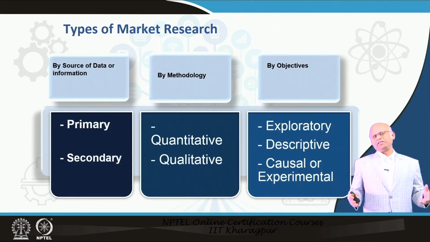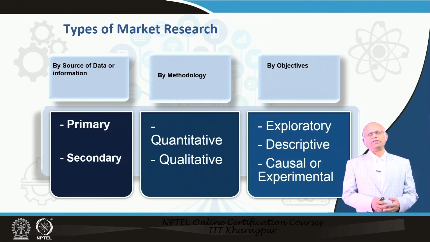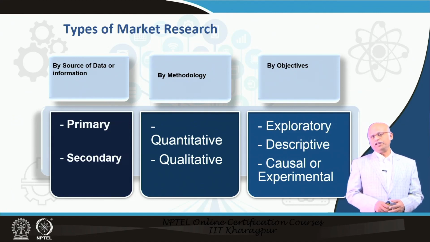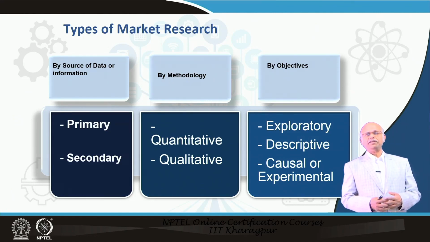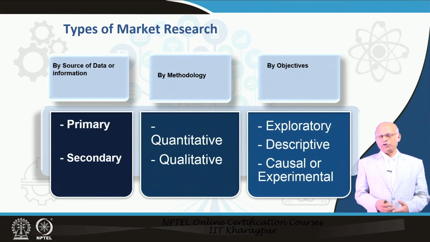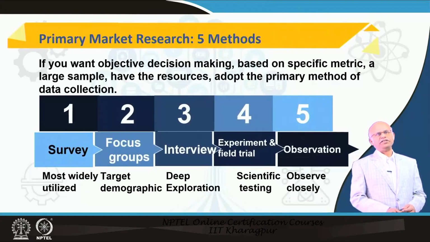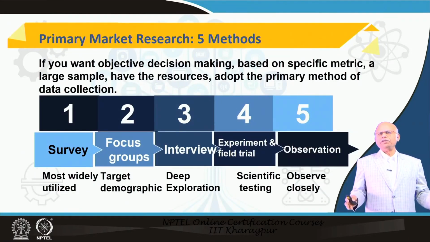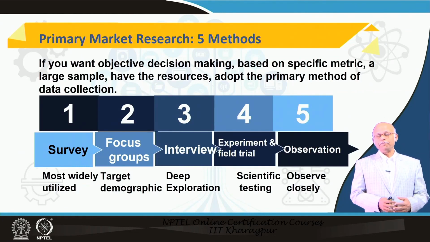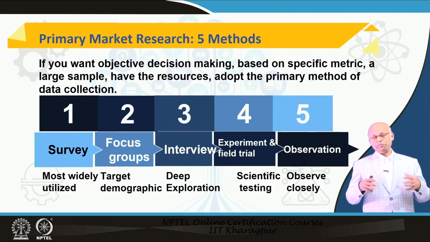So, primary research and secondary research is the research by source of information, source of data. Then quantitative and qualitative is the methodology, and then by objective we do exploratory research, descriptive research, causal and experimental research. We will discuss a little bit about market research by source of data, that is primary and secondary. As we have already mentioned, primary methods can be done using 5 methodologies.